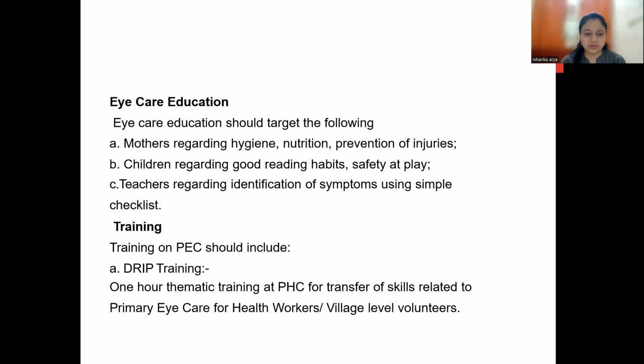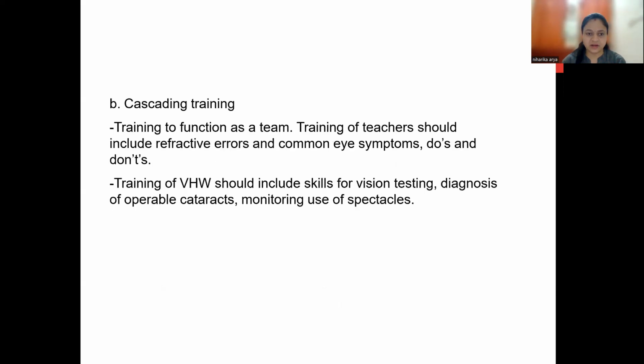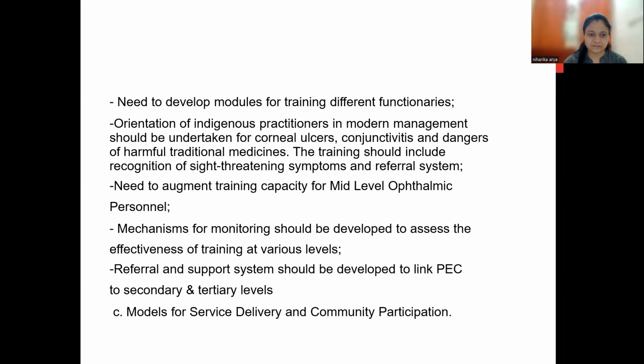Training on PHC should include DRIP training, 1 hour thematic training at PHC for transfer of skills related to primary health care for health workers or village level volunteers, cascading training and training to function as a team. The training of teachers should include refractive errors, common eye symptoms, do's and don'ts. Training of the health workers should include skills for vision testing, diagnosis of operable cataracts, monitoring use of the spectacles. Need to develop modules for training different functionaries.